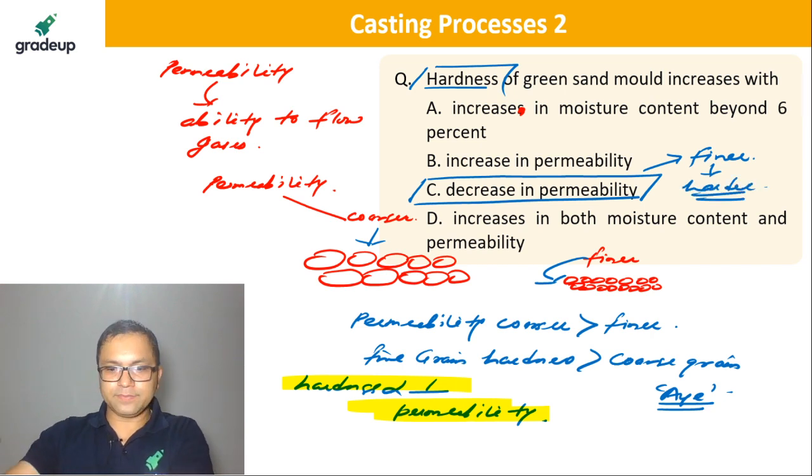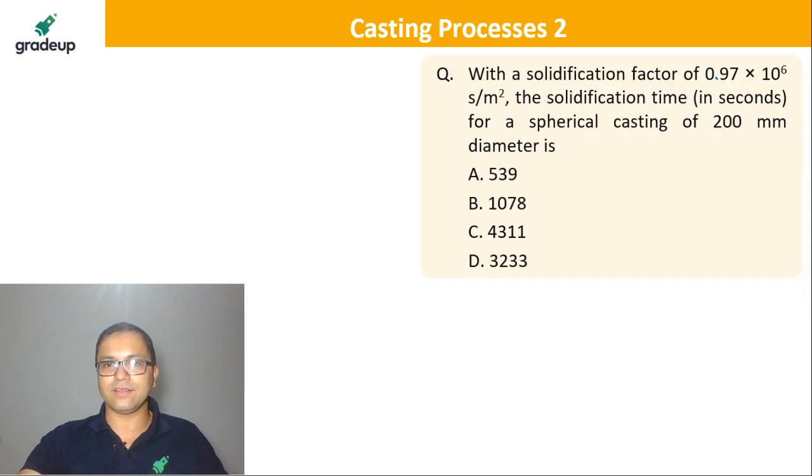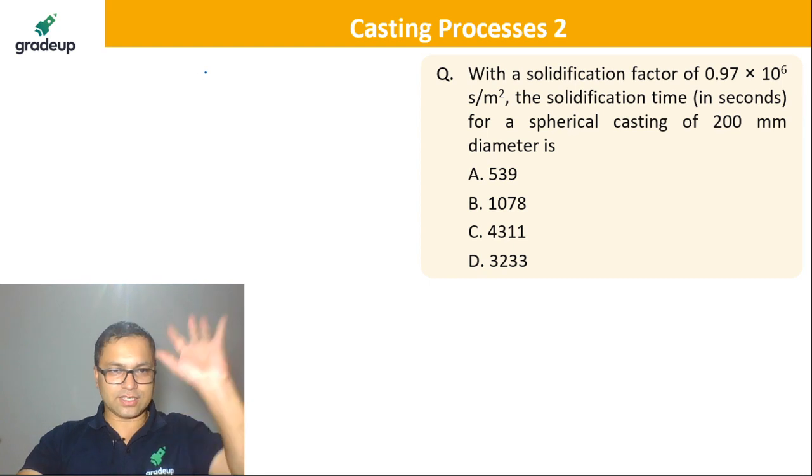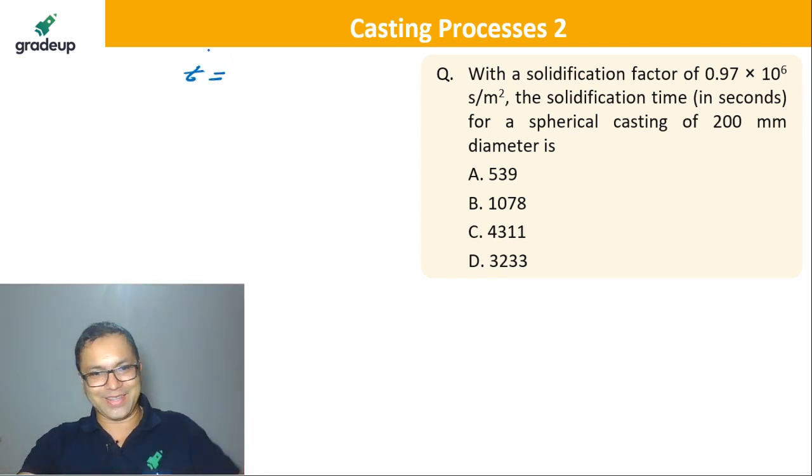Okay, so we are done. Yes, so let's get to another question. With a solidification factor of 0.97 into 10 to the power 6, the solidification time for a spherical casting of 200 millimeter diameter is. So yesterday we talked about it. Ranvin, if you told it first, good, congrats, okay?